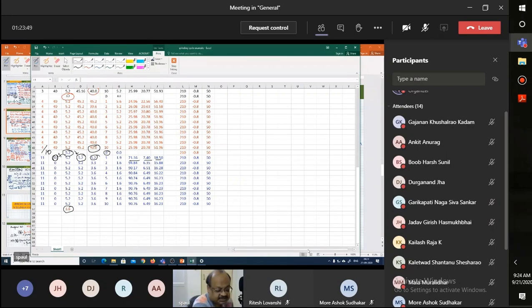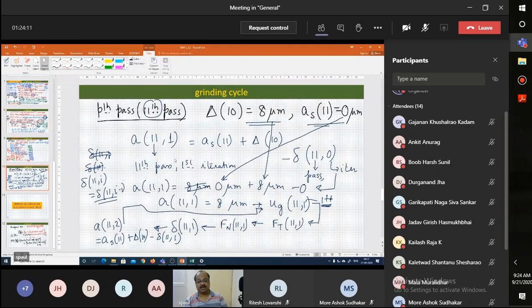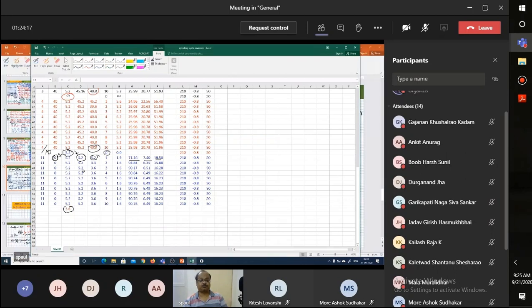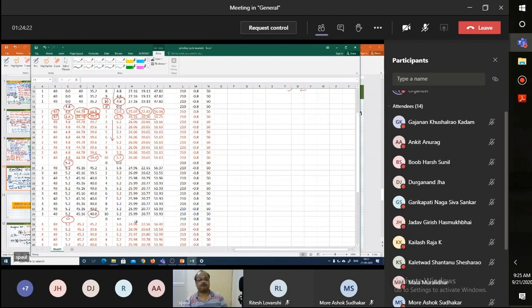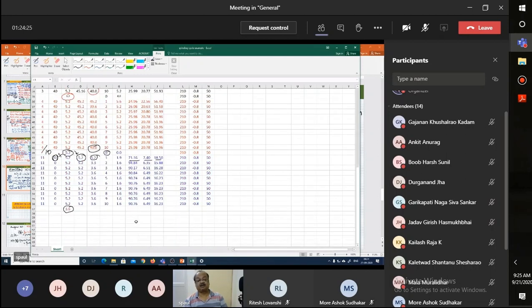You can build such an Excel sheet and do the whole calculation till the 13th, 14th or 15th pass, where your deflection is only 0.1 micron or so, so that the desired tolerance is achieved. Now let us go to this one. In the 11th pass, we assumed this to be 8 because I simply assumed 8, but the actual calculation shows it was only 5.2. Okay, so in this way, using Excel and the numerical approach, one can solve the entire problem.